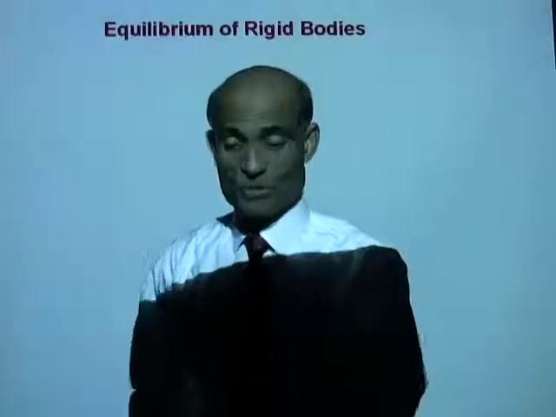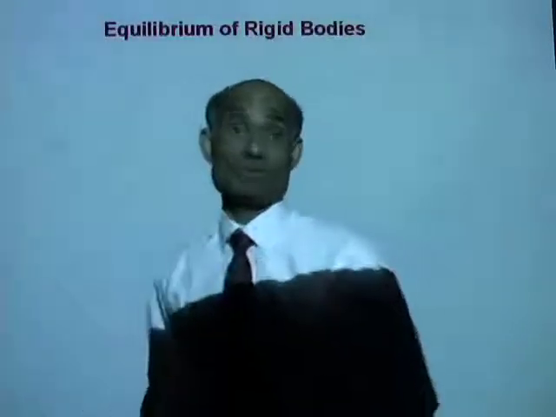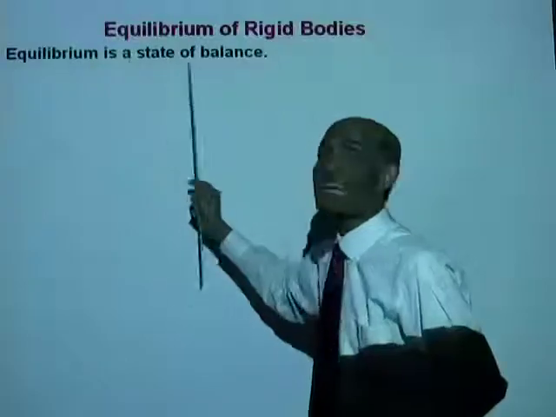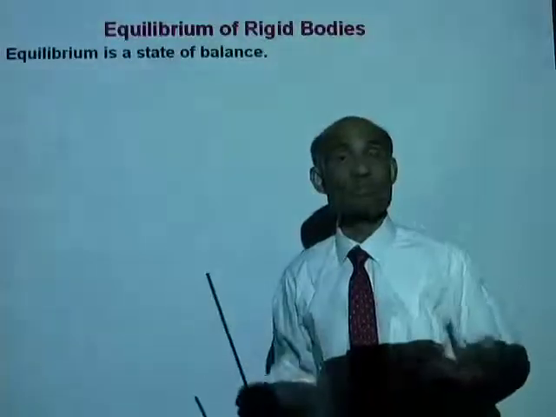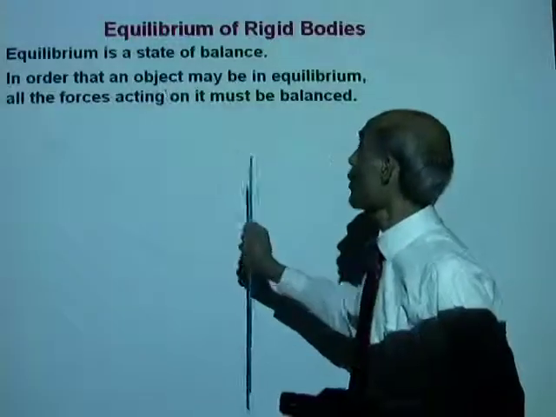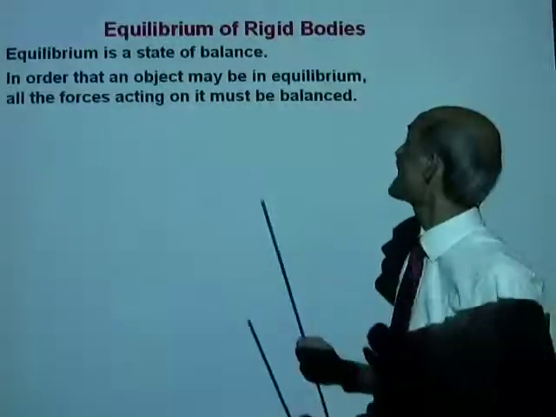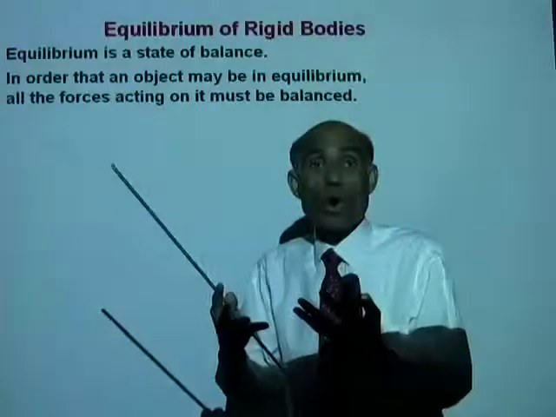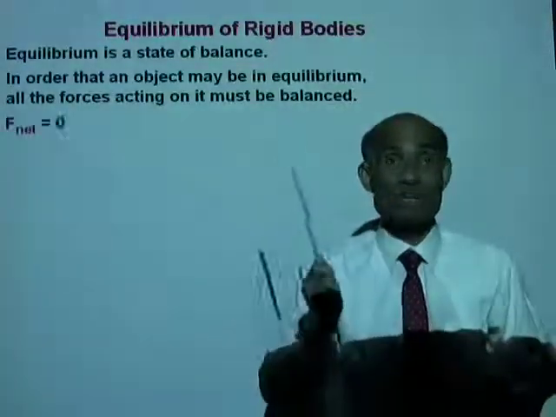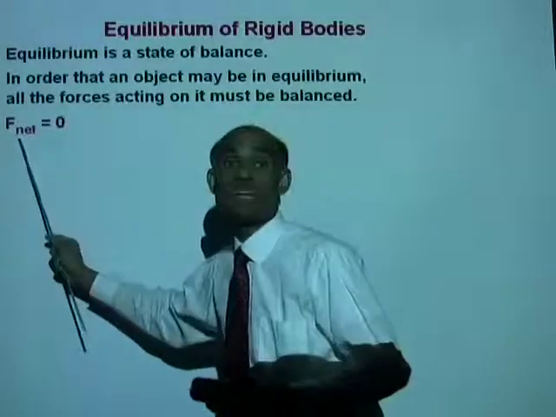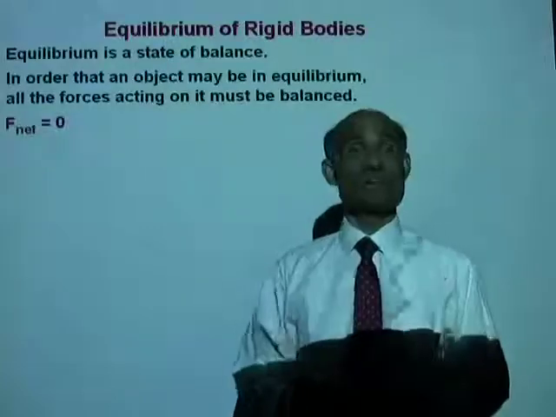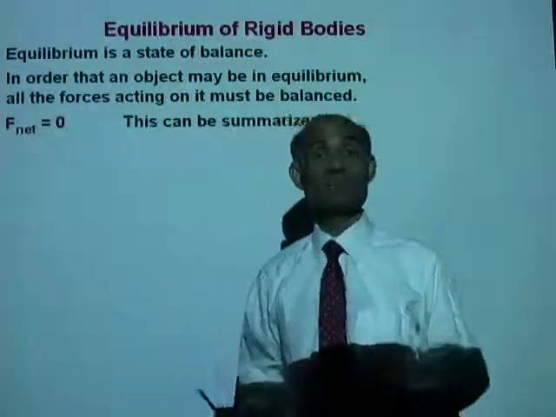Let's now review what we talked about so far. Well, we talked about equilibrium as a state of balance. In order that an object may be in a state of equilibrium, all the forces acting on it must be balanced. That is the first condition. That means the net force on the object must be equal to 0. F net must be equal to 0.